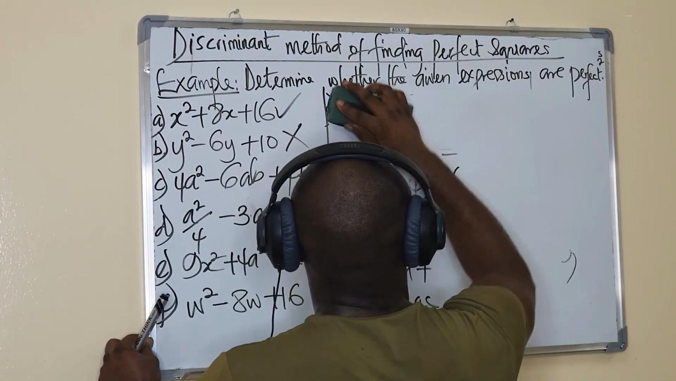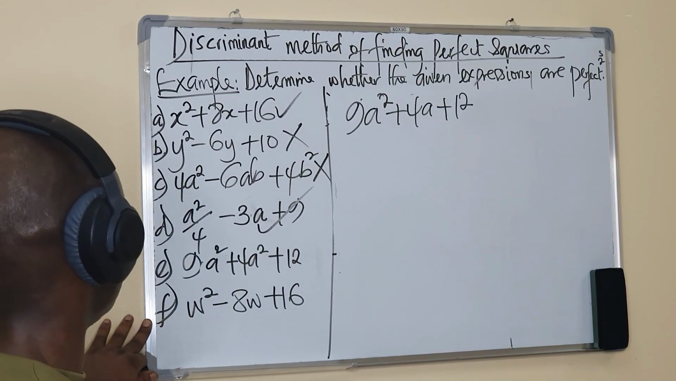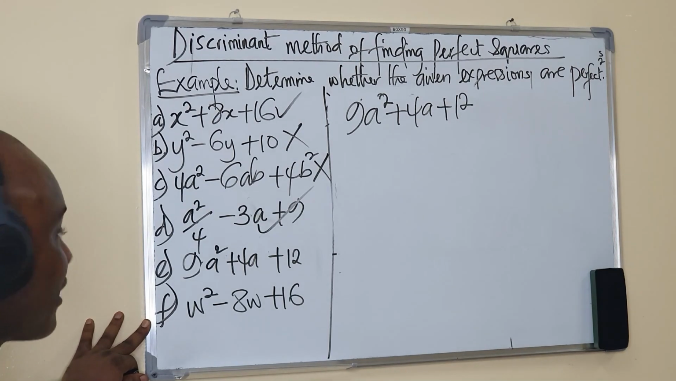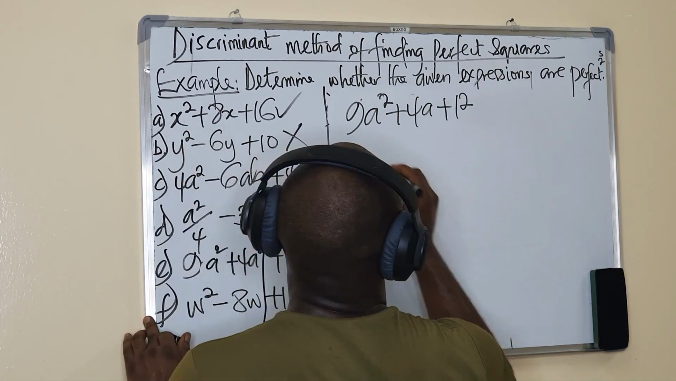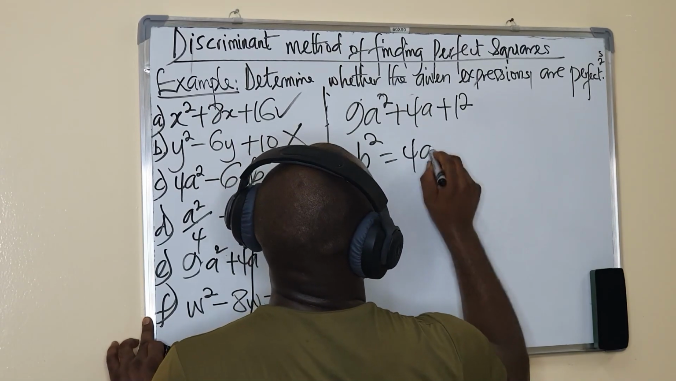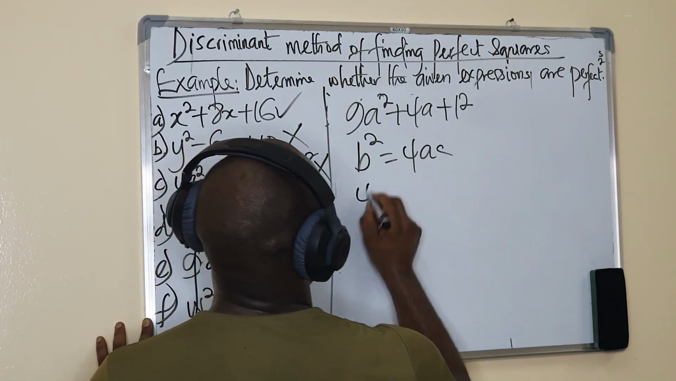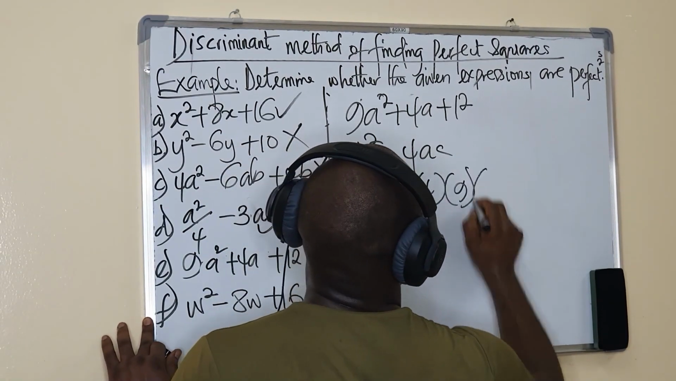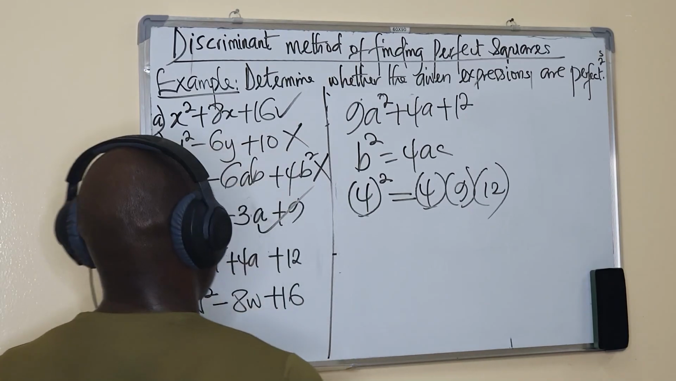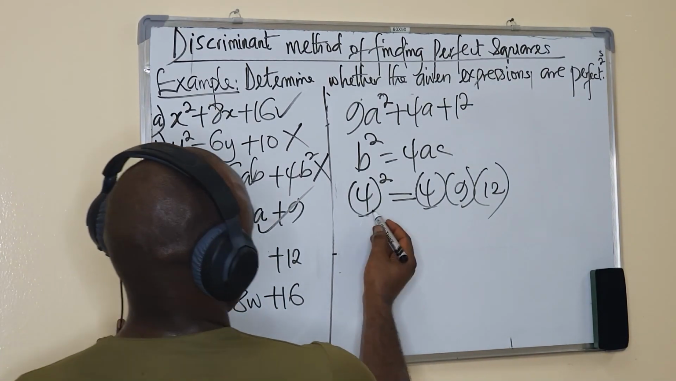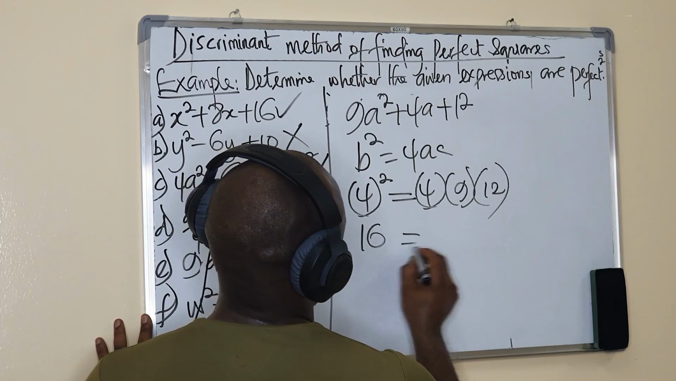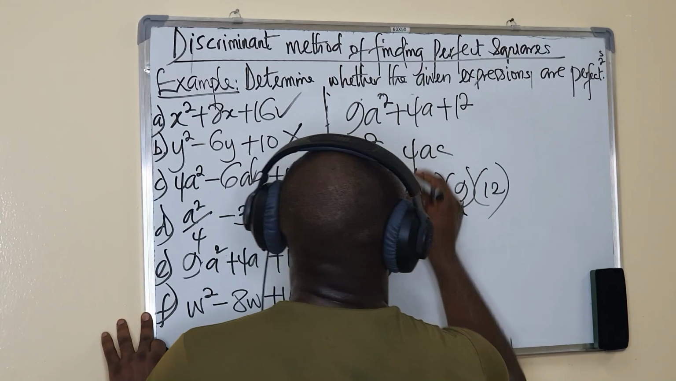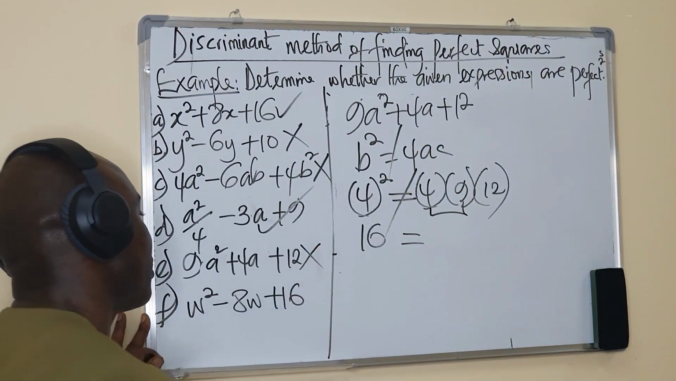The next one we are looking at right now is 9a squared plus 4a plus 12. Is this a perfect square? Let's check it out as well. b squared must equal 4ac. What's our b squared? 4 squared. Is it equal to 4 times 9 times 12? It's not possible. Because our b here, which is 4 squared, gives us 16. But on our right hand side, we have 4 times 9 times 12. 4 times 9 is already 36. So obviously it's not equal. We can easily tell that, and that's gone.